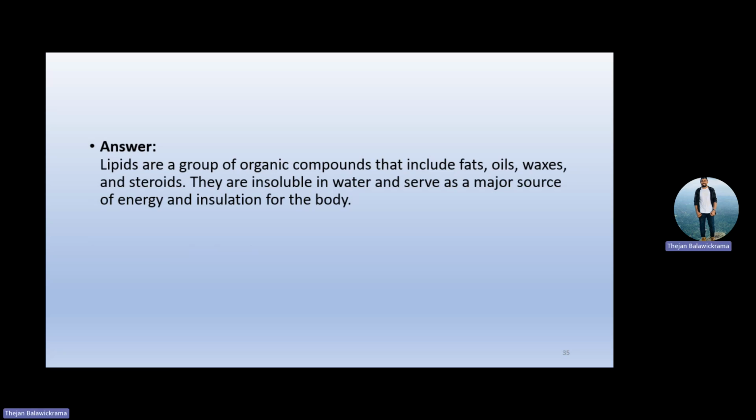They are very diverse compounds, like he said: fat, oil, waxes, steroids. Totally insoluble in water. Lipids don't dissolve in water. And this is also a source of energy and also insulation for the body.